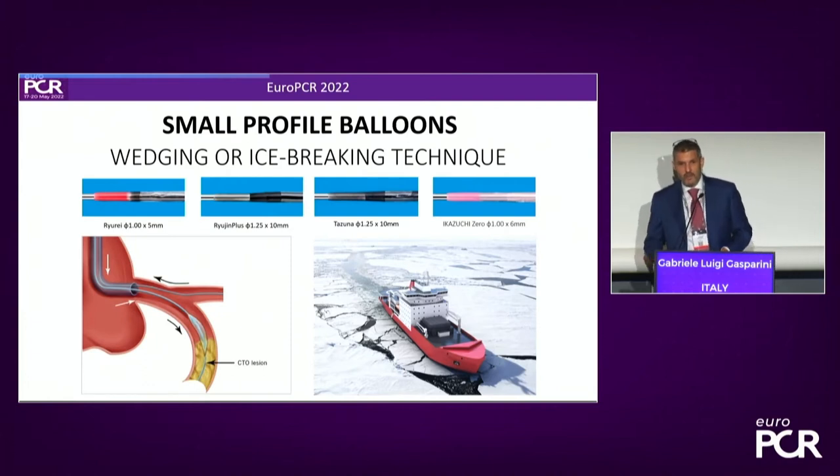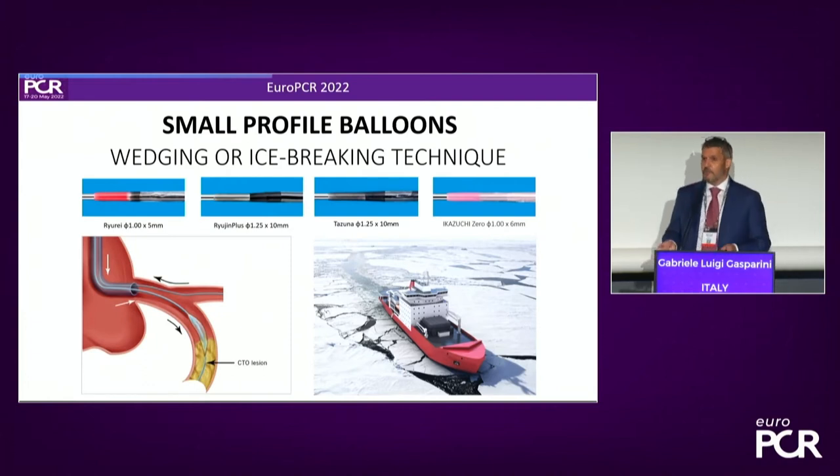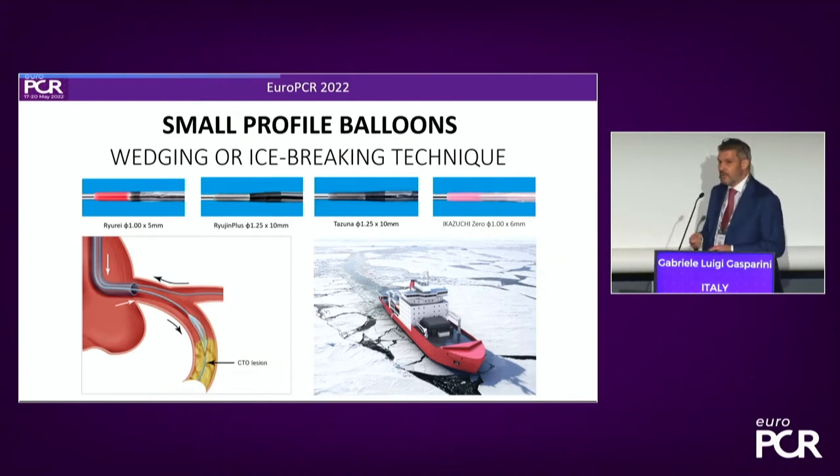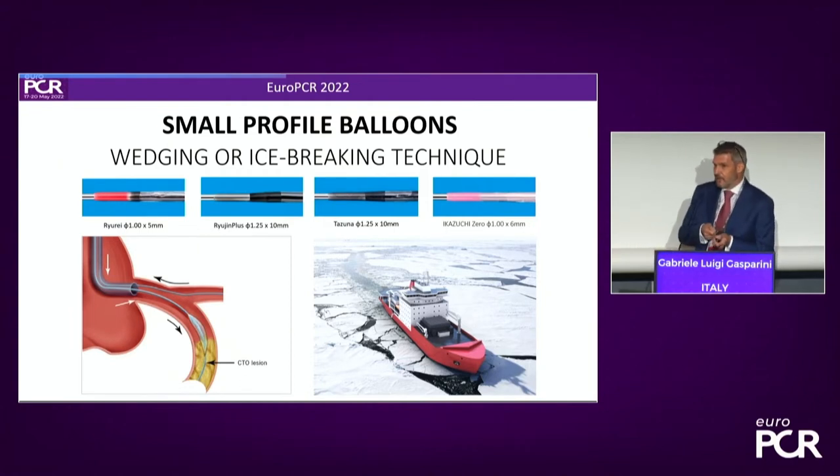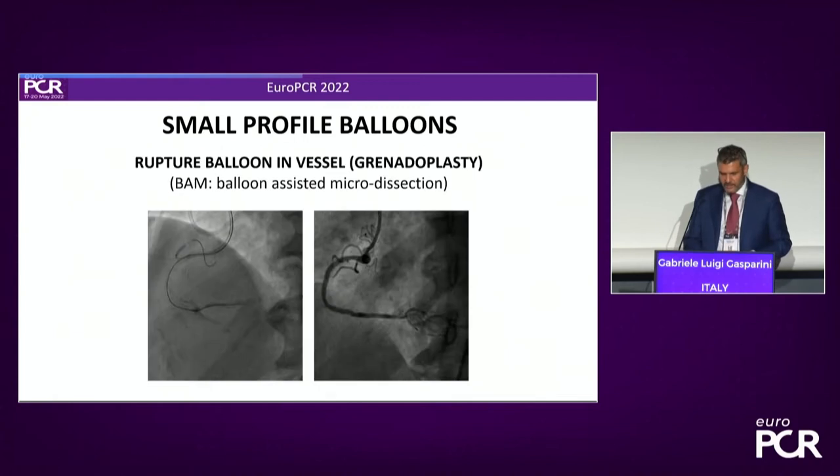Then, small profile balloons in a microcatheter uncrossable lesion, like in calcified CTO, could be very useful because you can do the wedging technique or the ice breaking technique, advancing the balloon very deeply inside the proximal cap or in the proximal part of the CTO segment, inflating, deflating, and advancing further. This is to try to create some modification of the plaque. This is why it's also called the ice breaking technique.